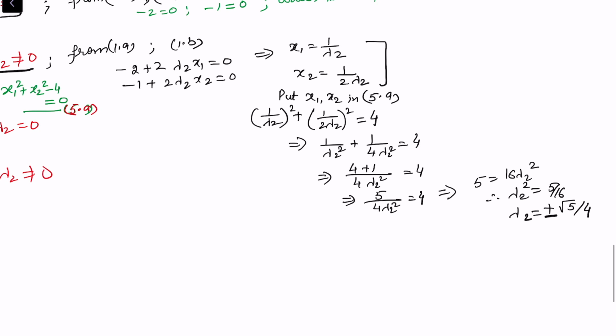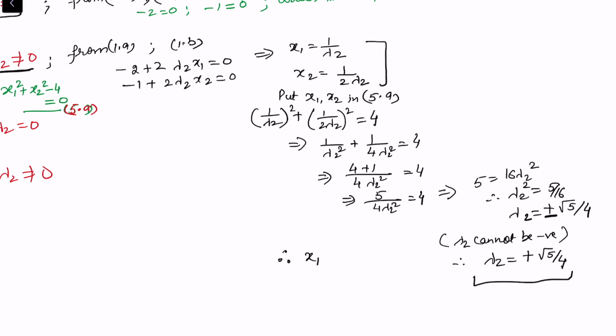Now lambda 2 cannot be negative, which means lambda 2 is plus root 5 by 4. Once we find lambda 2, we can put this into x1, x2. So from here we get x1, this is 1 by lambda 2, which means it is 4 by root 5. And x2, this is 1 upon 2 lambda 2, so here we get 2 by root 5.